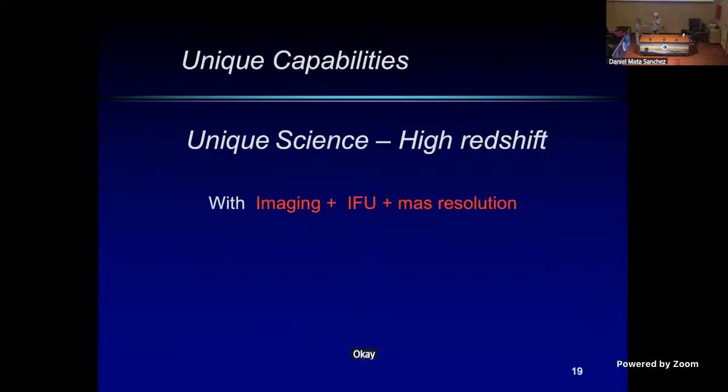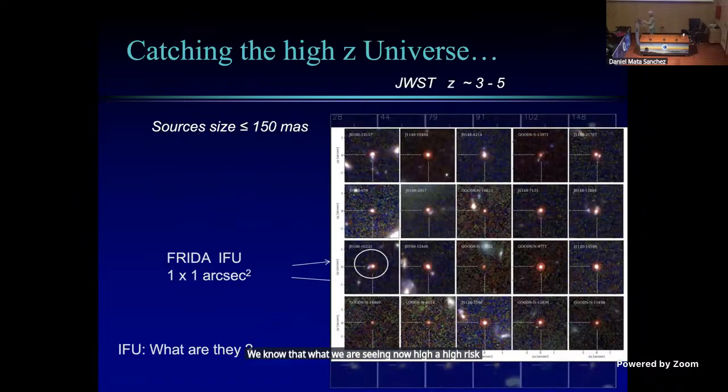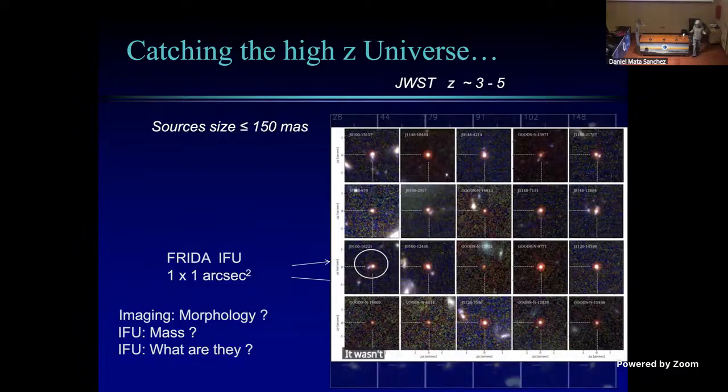Okay, and so I jump now to high redshift. High redshift is more complicated. We need collecting power, we have a big telescope, and we need angular resolution as well, because what we are seeing now at high redshift are quite point-like sources. The sources that are found at high redshift are very point-like.